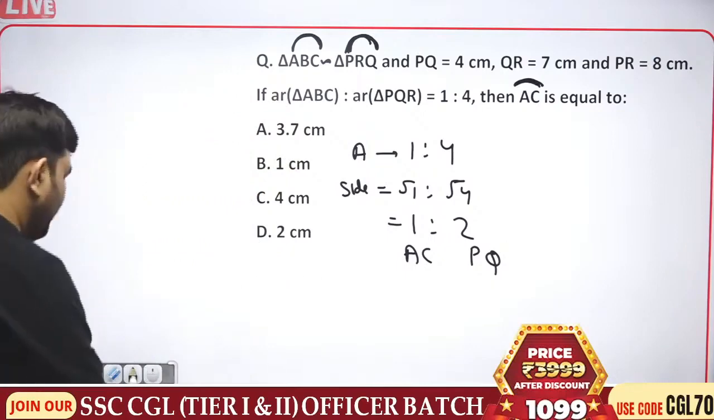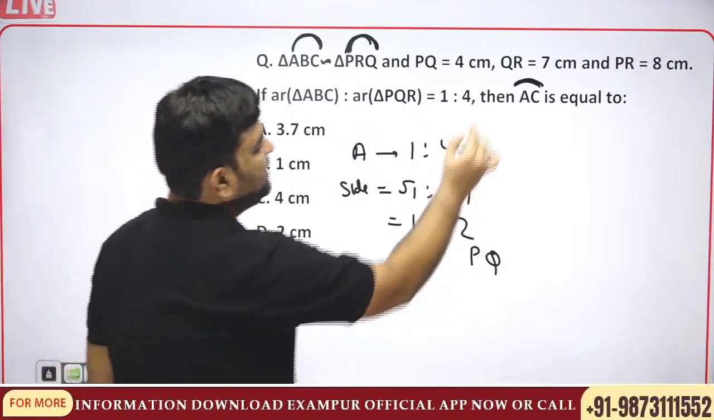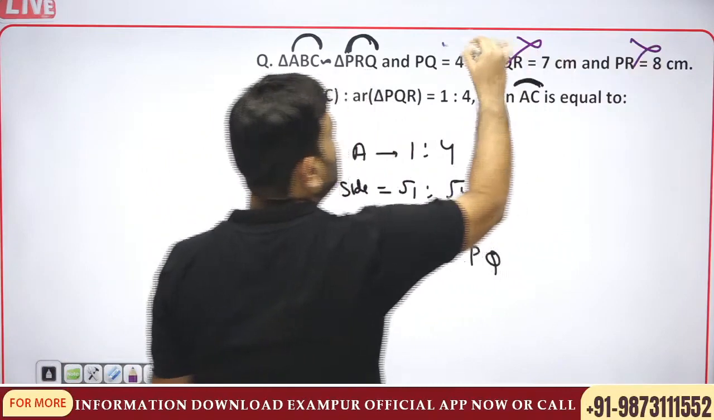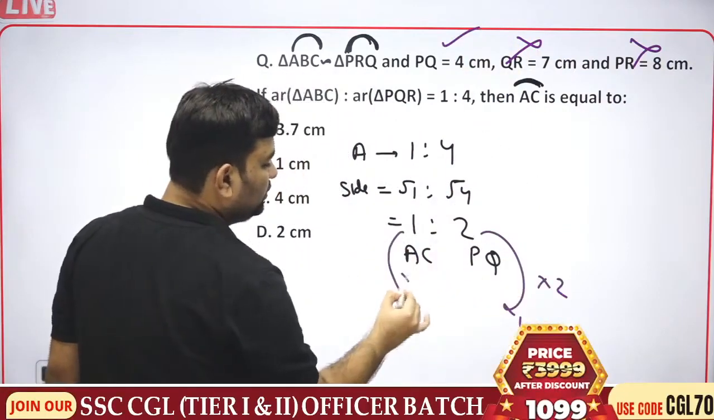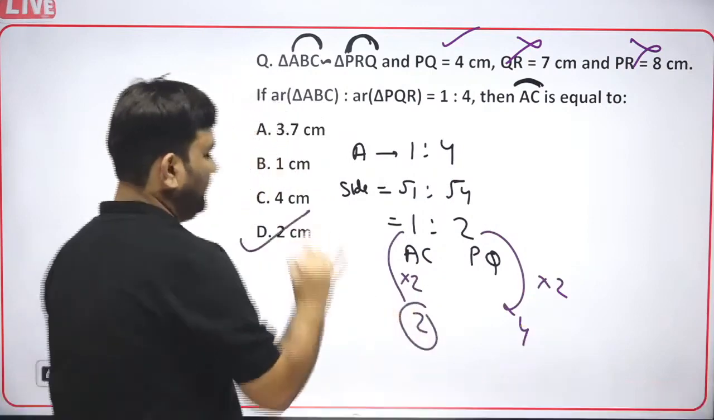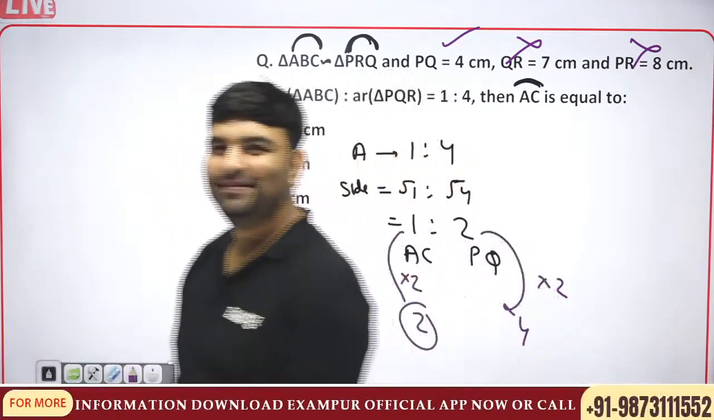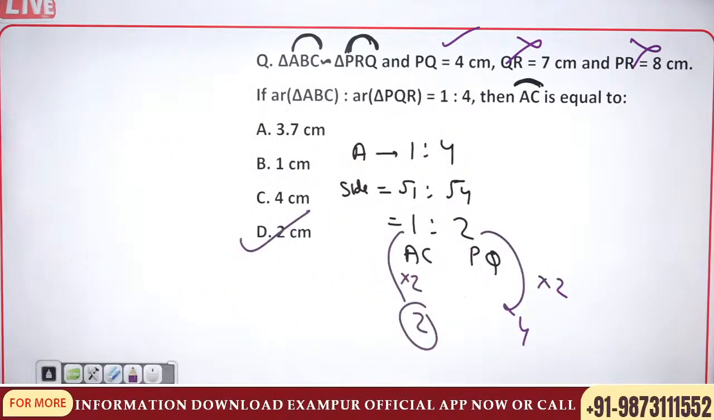What is PQ given? PQ is given as 4. 2 is given as 4. So 1 is equal to 2. AC is 2. Fatafat.